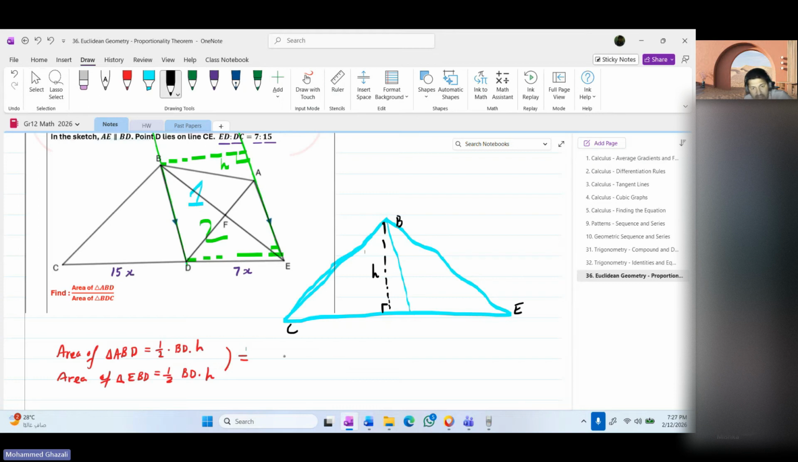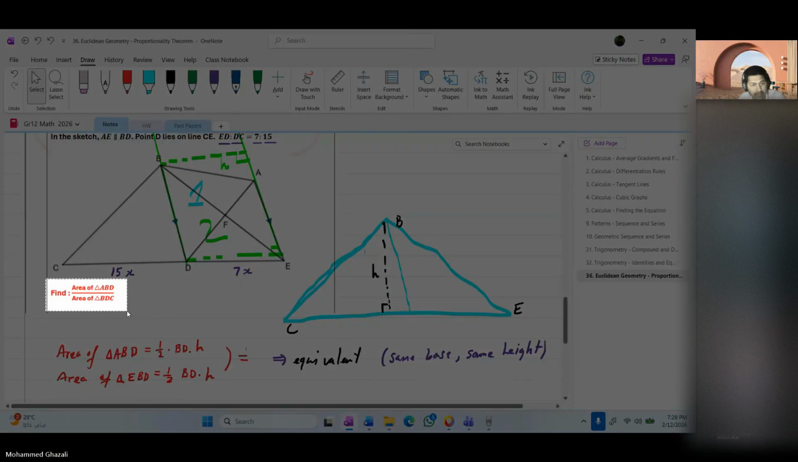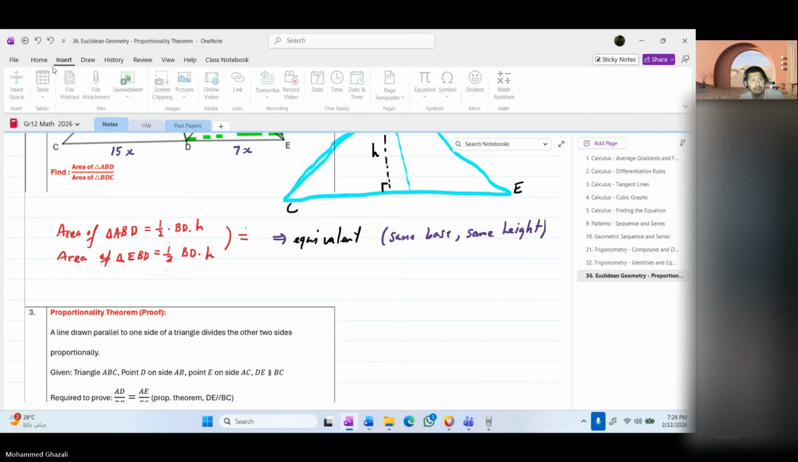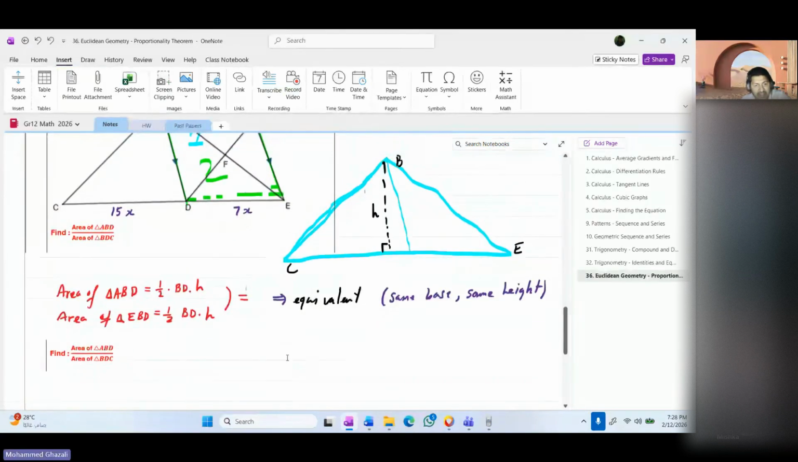Right, so we need to say they are equivalent. Why are they equivalent? They are equal because same base, same height. Right, that's the reason why they are equivalent. Now you can do this problem here. Done. Now you can find the area of triangle ABD.